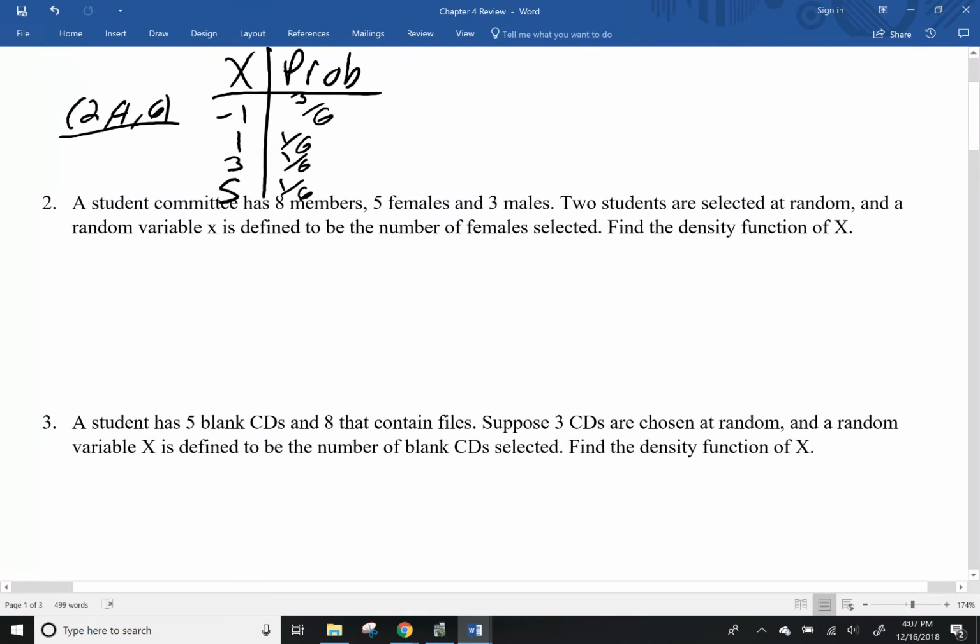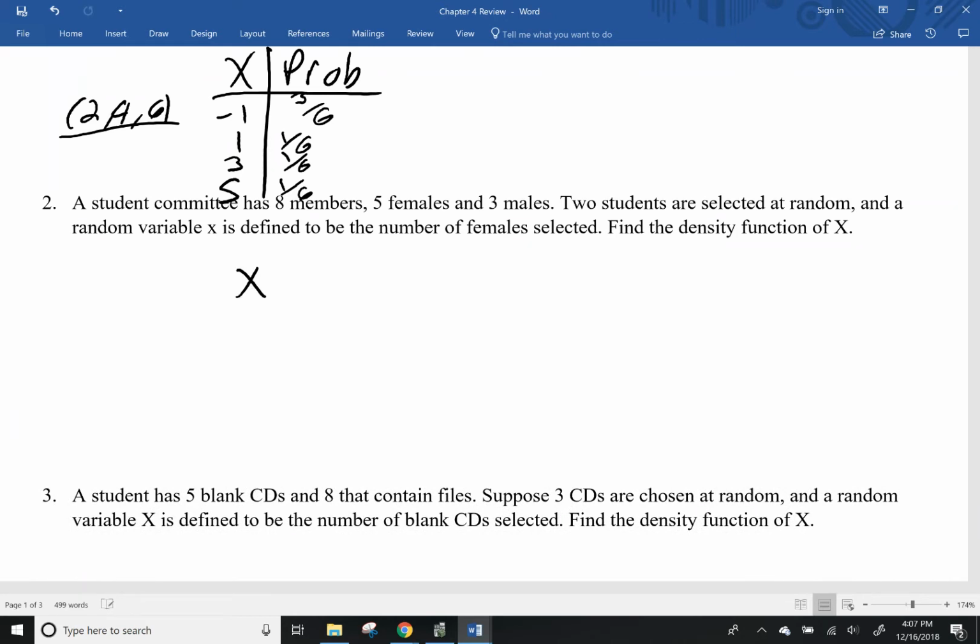Number 2, a student subcommittee has 8 members, 5 females and 3 males. 2 students are selected at random, and a random variable x is defined to be the number of females selected. Find the density function of x. So again, we're making another table, density function, x, and the probability.